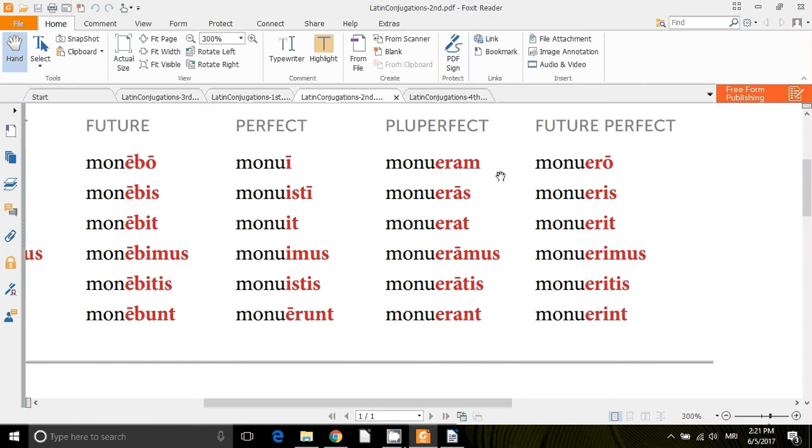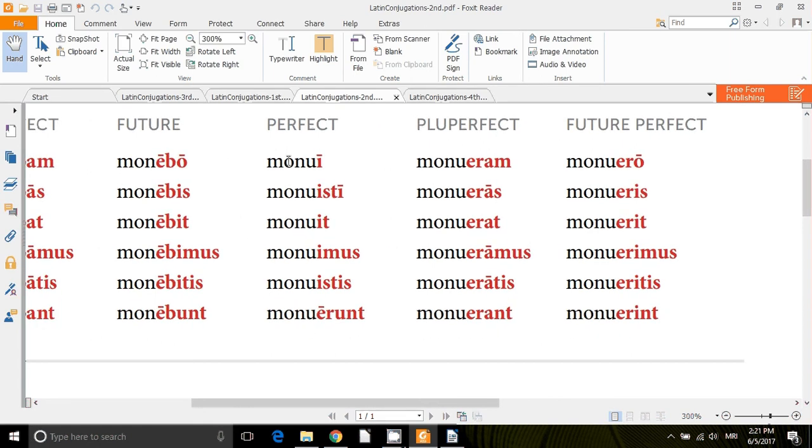Second conjugation, its third principal part is monui. Right here, monui. So you use that stem, and then you add eram, eras, erat, eramus, eratis, erant. So monueram, monueras, monuerat, monueramus, monueratis, monuerant.